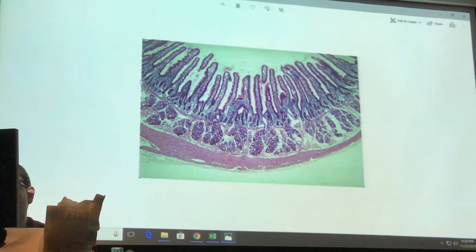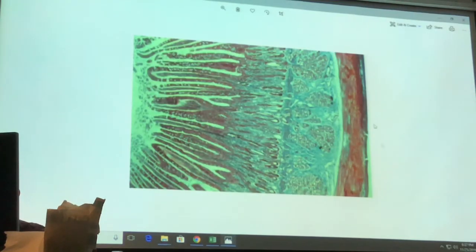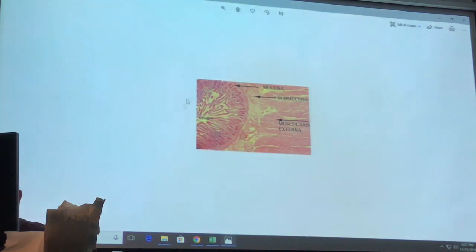All right, so really nice look at the duodenum. This is just an overall look at the duodenum. We've seen this slide. So this is what a duodenum looks like. It's about the first foot of the small intestine. The next portion of the small intestine is called the jejunum. And that's what this looks like here.